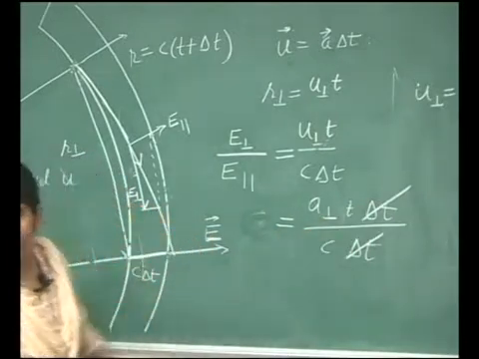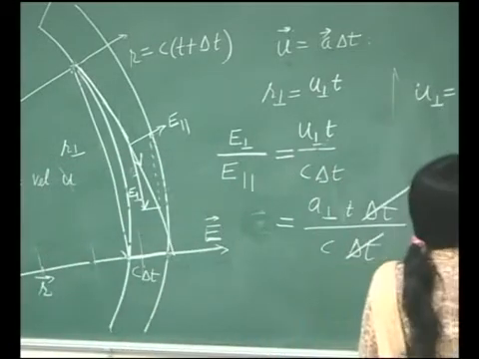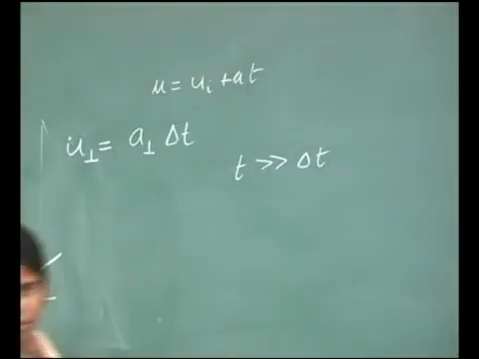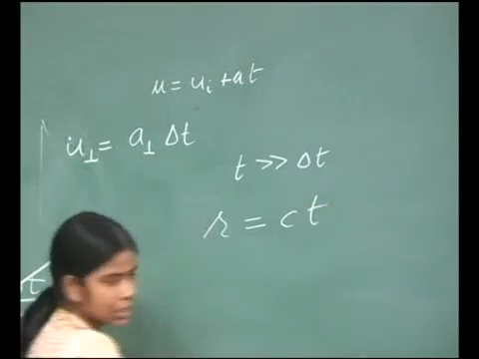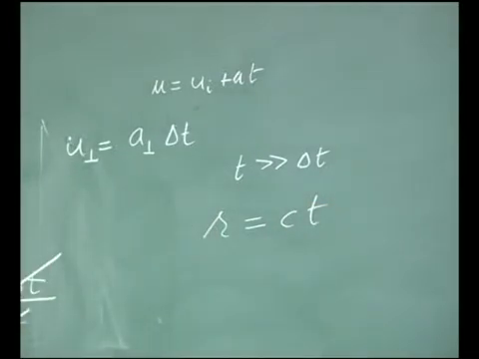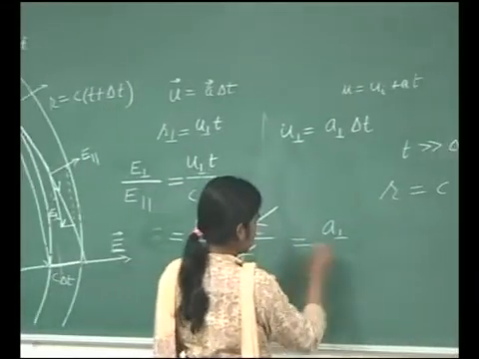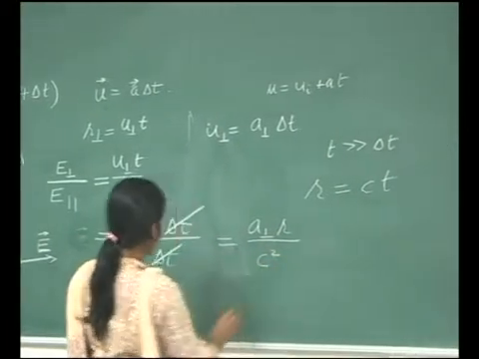So, now I will make another assumption which I should have made much earlier at the starting point, that t is much greater than delta t. If t is much greater than delta t, then I can simply say that R is equal to Ct. Okay. So, I can eliminate C by writing R by C. So, if I write that here, I get this as A perpendicular R by C square. Is it okay?